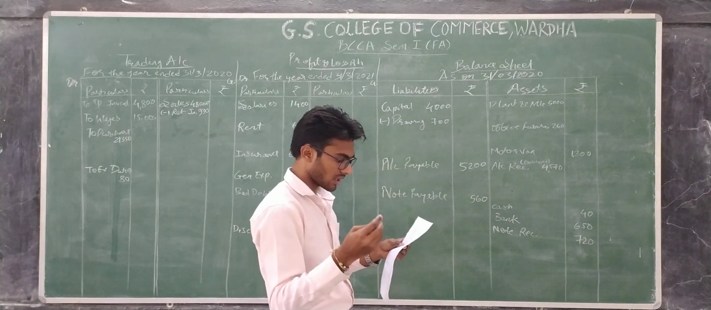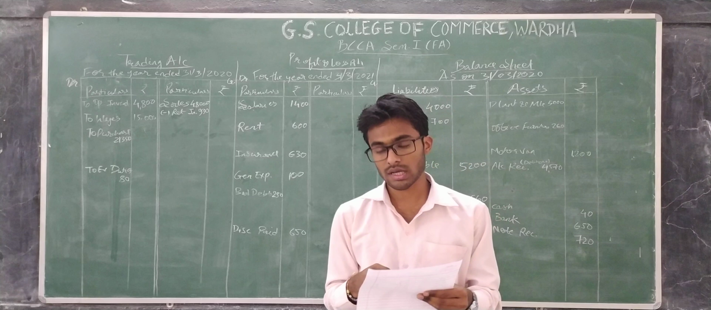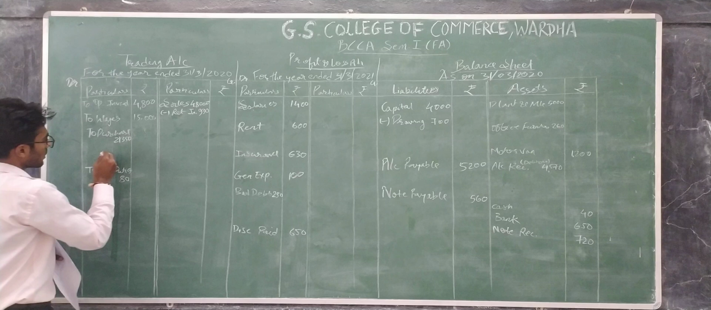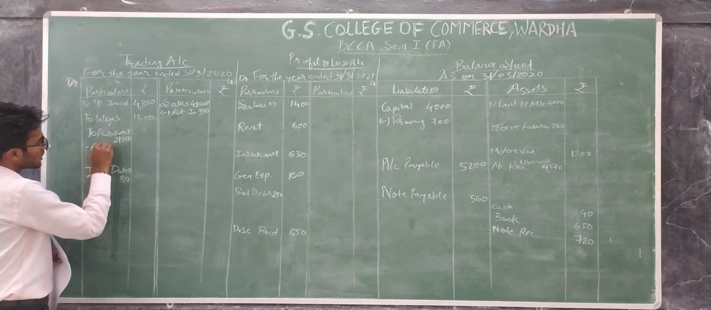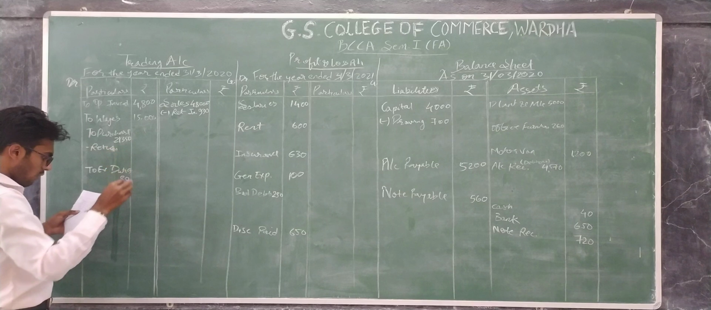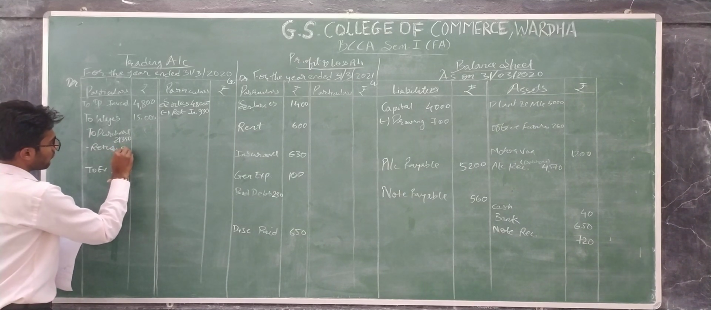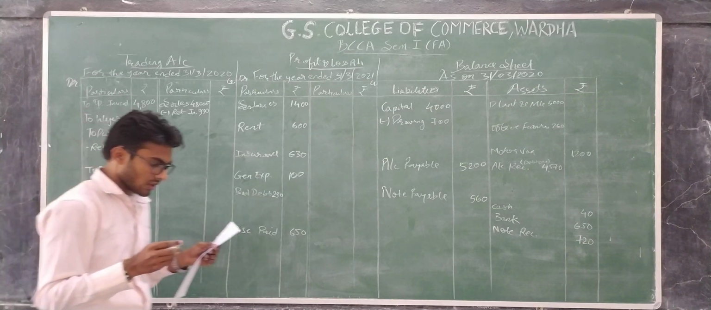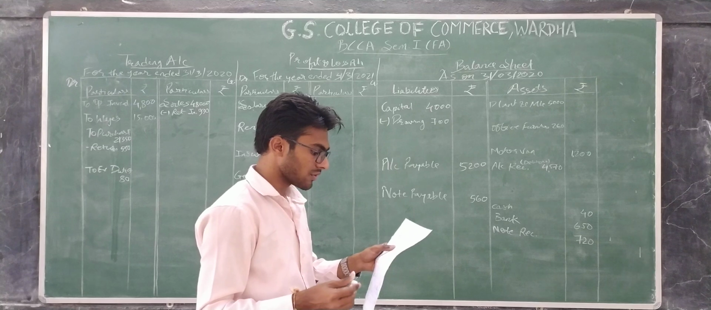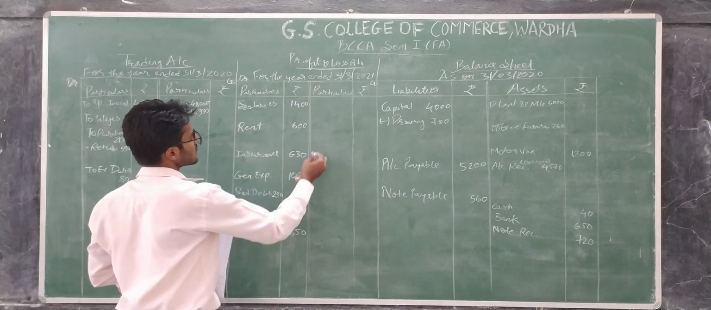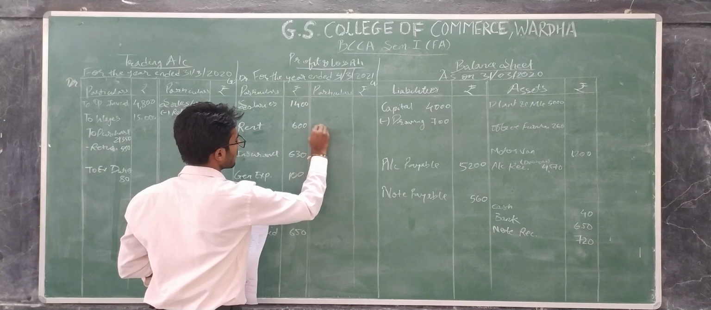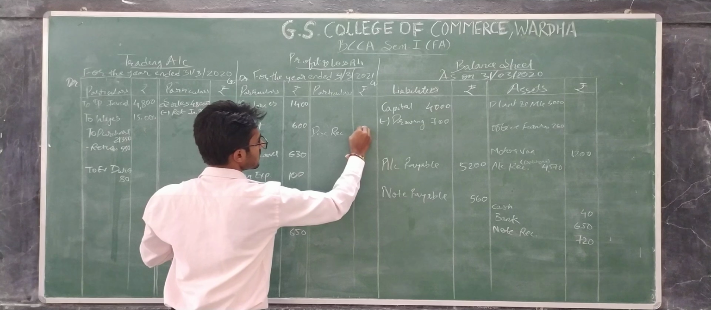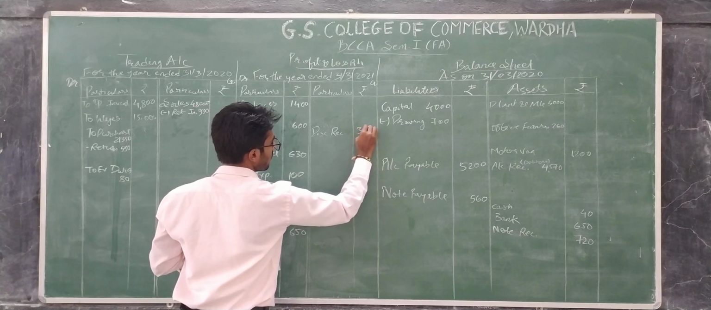And after we have 3 things. First one is return outward. Return outward means purchase return. So purchase return I have to write just below the purchase as return, and amount will be 550. Okay, 550. Then after we have discount received and provision for bad debts. Discount received is my income, indirect income. So discount received, and amount is 350.